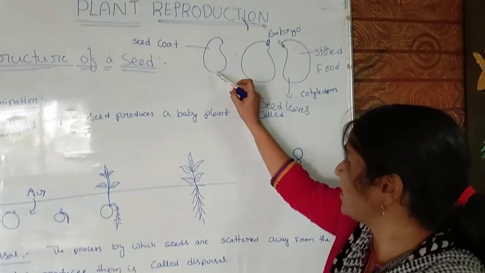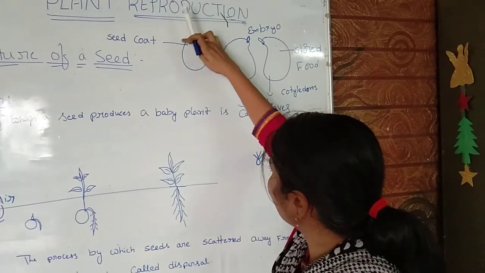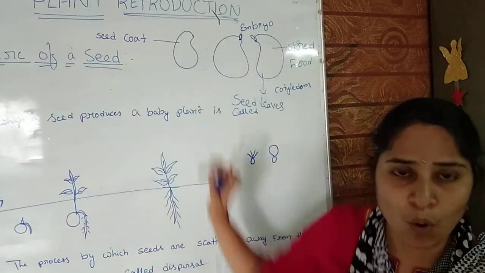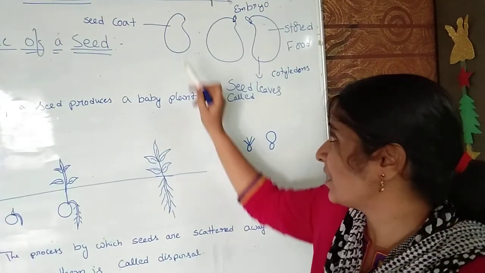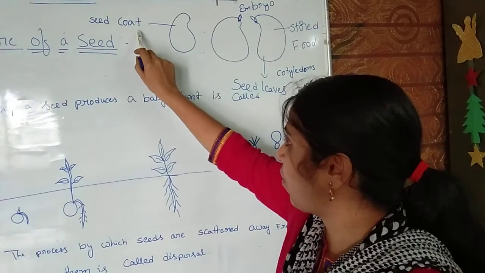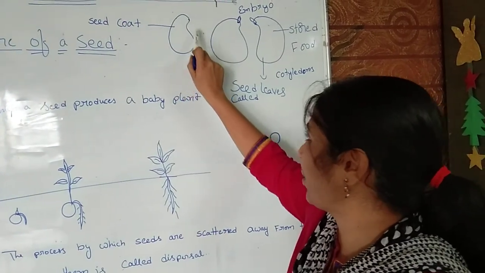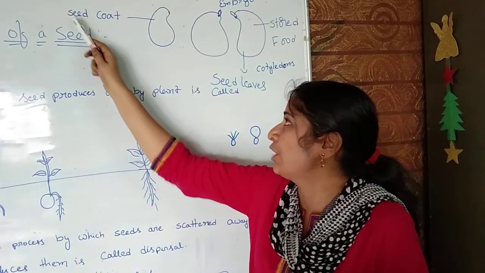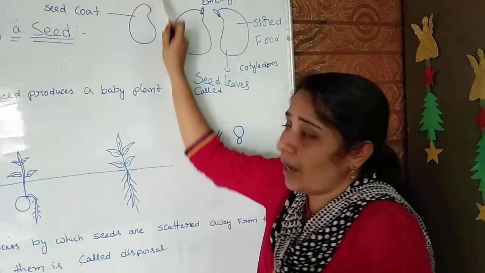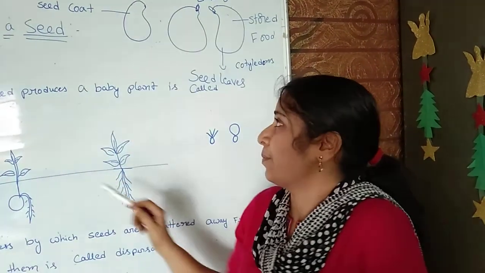When you observe a seed, you can observe a tough outer coat. What is that outer coat called? Seed coat. This seed coat protects the seed from the external environment.